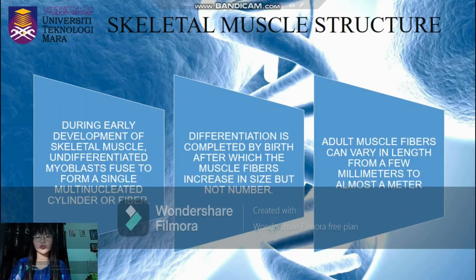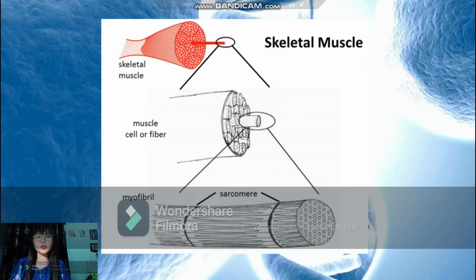Skeletal muscle structure. During early development of skeletal muscle, undifferentiated myoblasts fuse to form a single multinucleated cylinder or fiber. Differentiation is completed by birth, after which the muscle fibers increase in size but not in number. Adult muscle fibers can vary in length from a few millimeters to almost a meter.